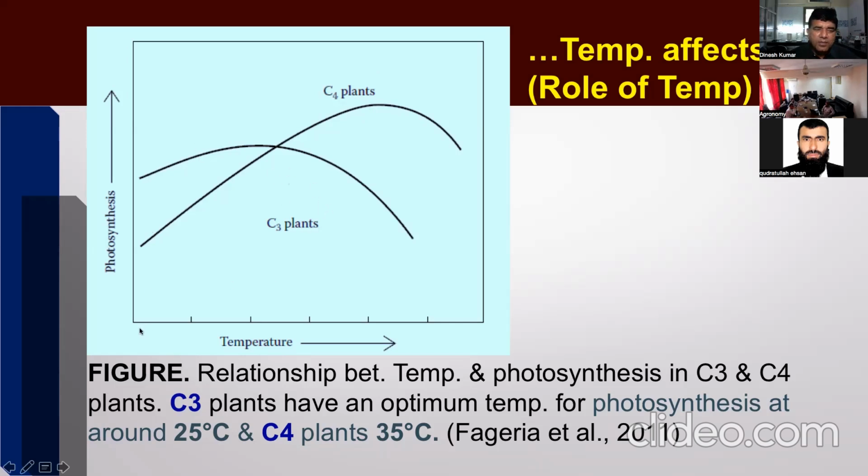On the y-axis, you have photosynthesis. On the x-axis, you have temperature. If you increase the temperature, photosynthesis will be reduced in C3 plants early, at a lower temperature. But in C4 plants, the temperature requirement is higher than in C3 plants.